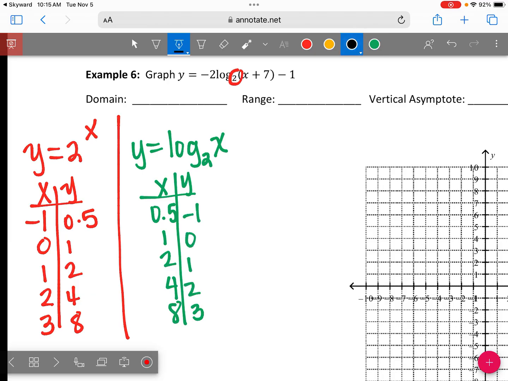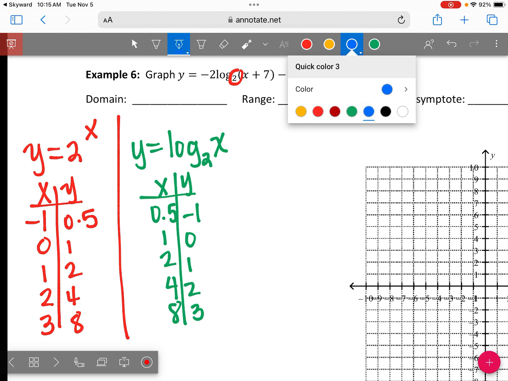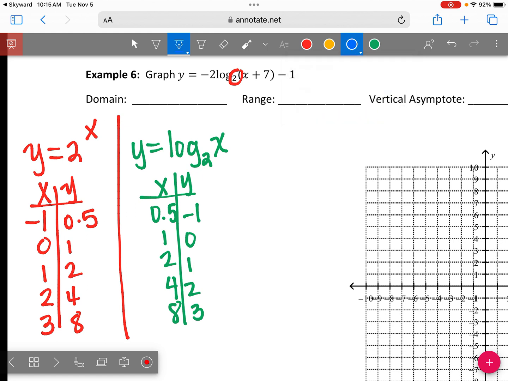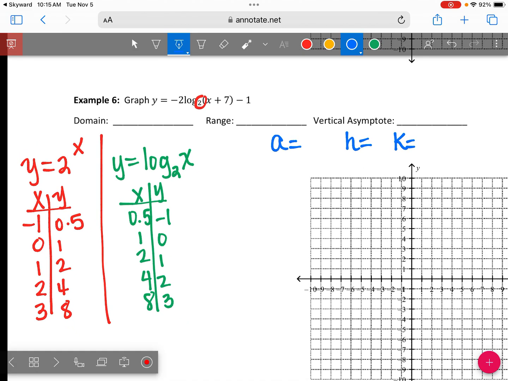So does anyone know what my a, h, and k values are in this equation? If you do, go ahead and unmute yourself. Or somebody tell me what a, h, and k would be. A is -2. H is -7, and K is -1. All right, thank you. Let me move this down because I can't fit it.